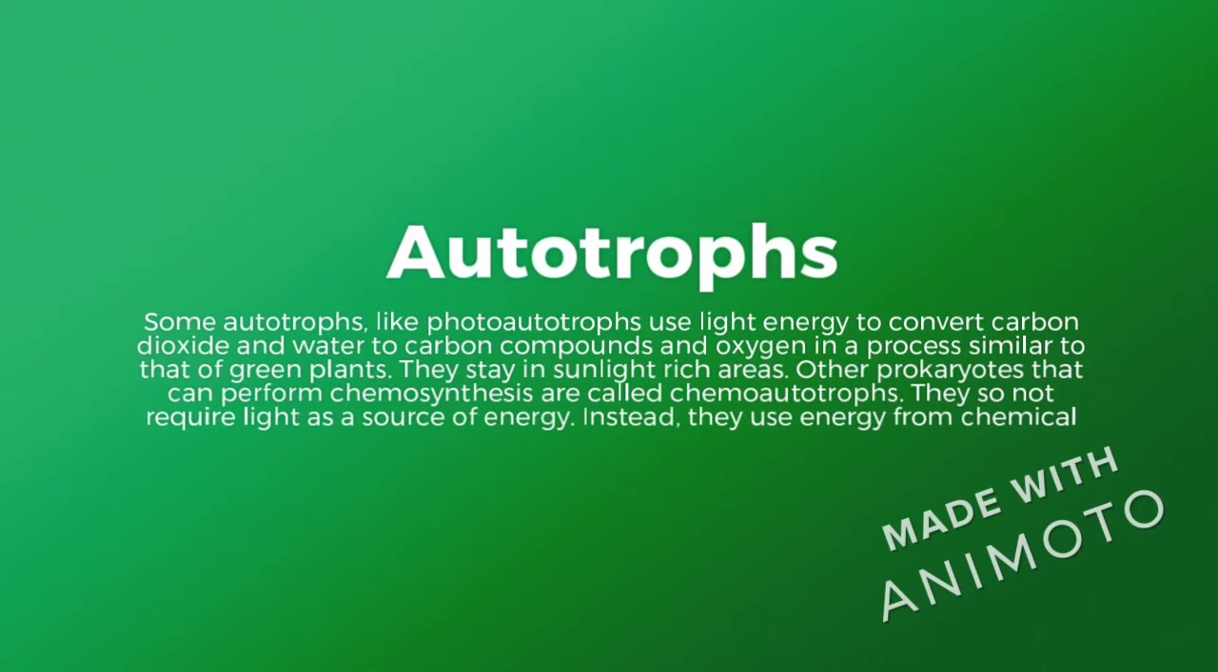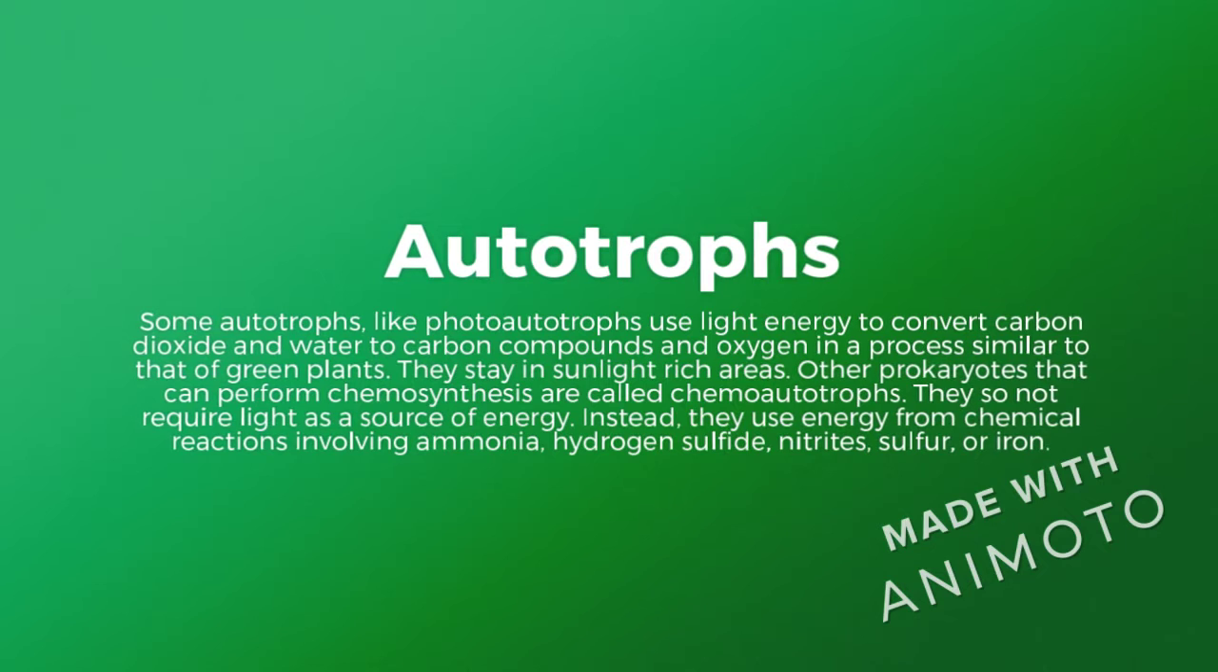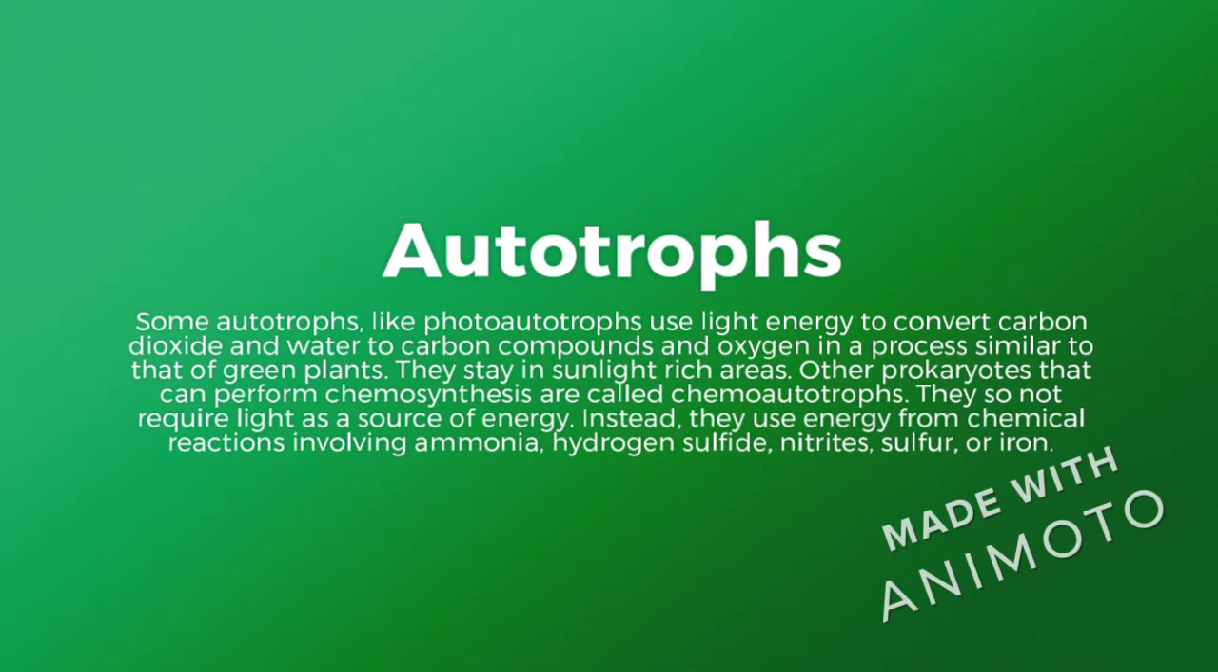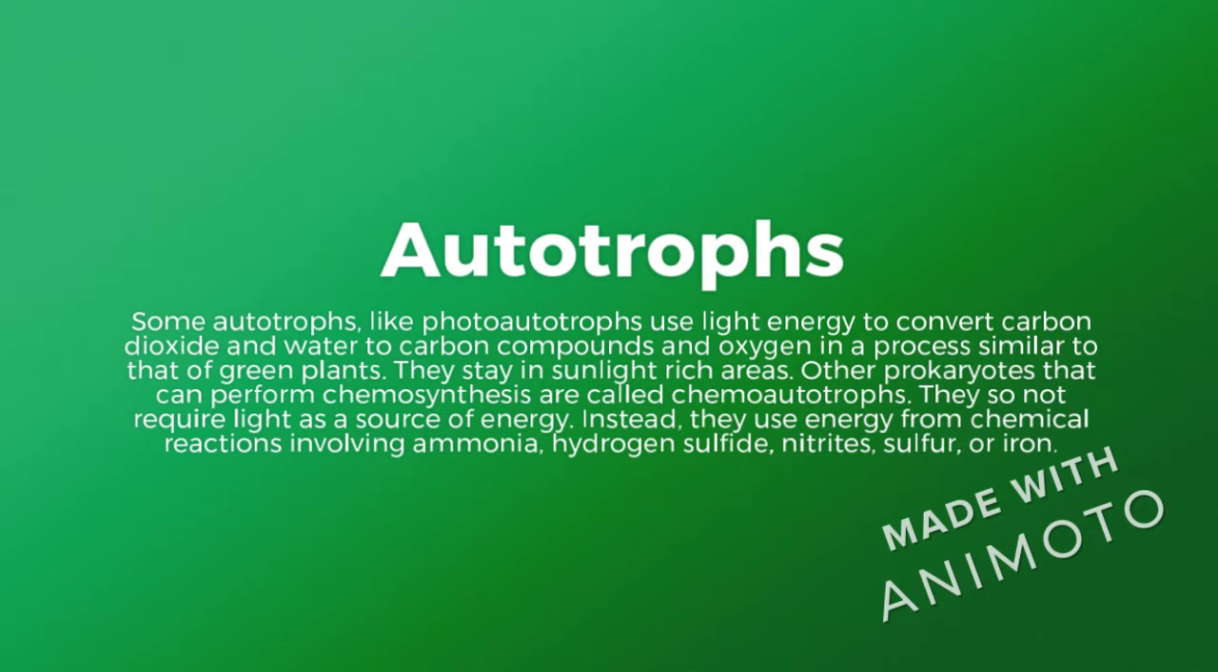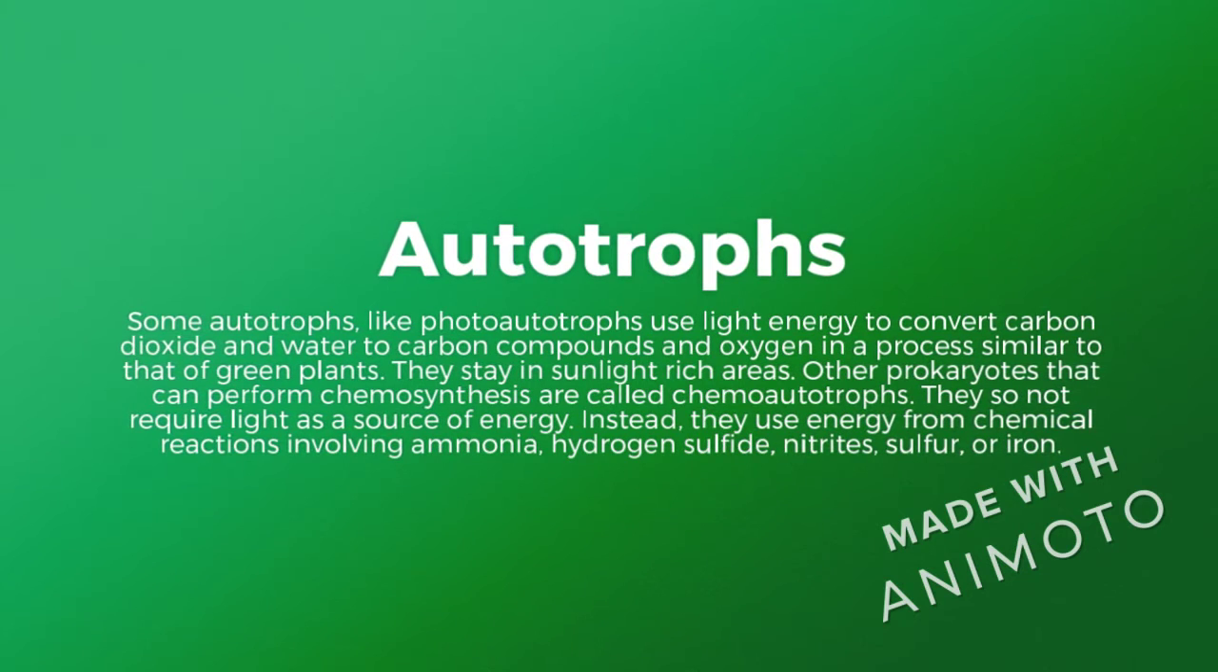Autotrophs. Some autotrophs, like photoautotrophs, use light energy to convert carbon dioxide and water to carbon compounds and oxygen in a process similar to that of green plants. They stay in sunlight-rich areas.